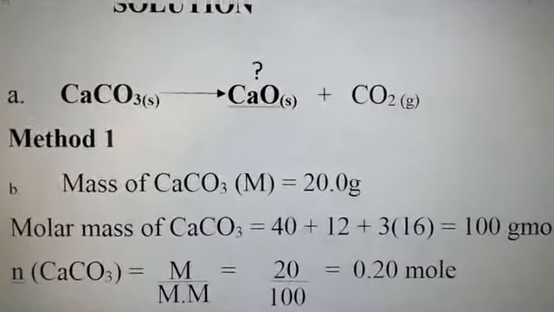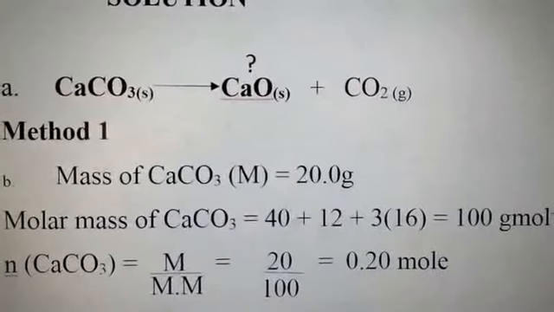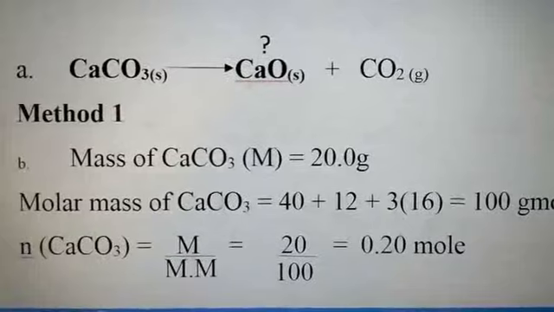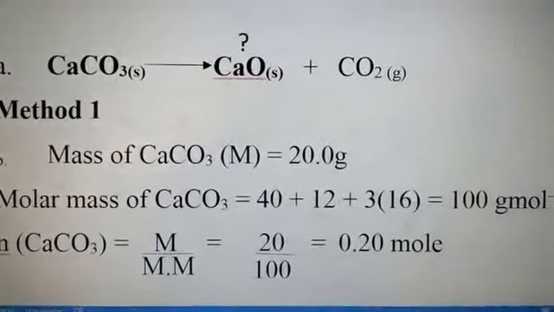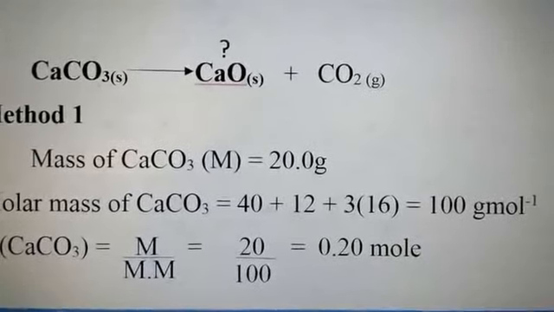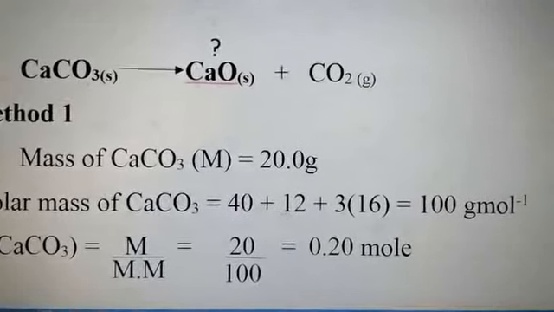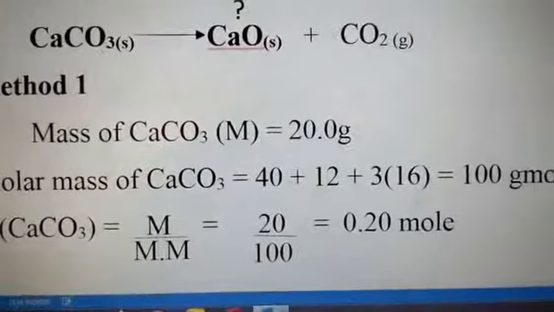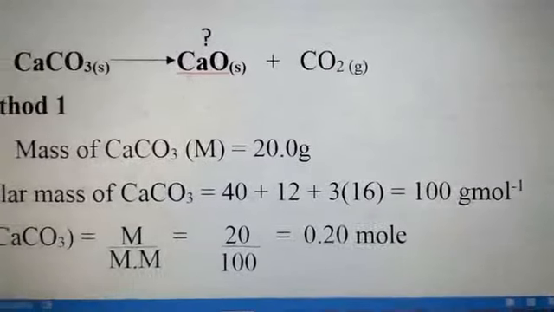So we'll start by stating our work. Mass of calcium carbonate or limestone, m, is 20 grams. Then we'll find the molar mass of the calcium carbonate by adding the masses of calcium, 40, plus carbon, 12, plus oxygen, 16, multiplied by 3 because of the 3 atoms in the carbonate. And that'll give us 100 grams per mole.